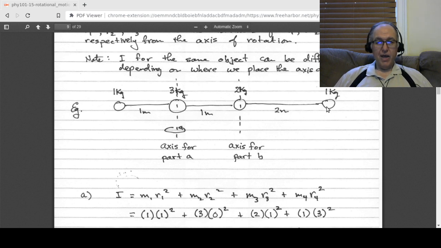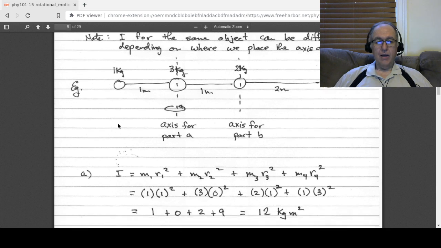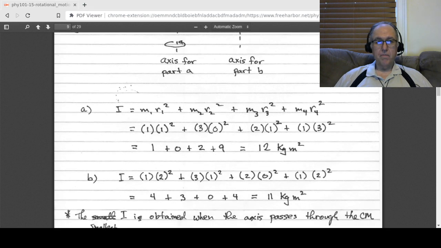And then finally we have this 1 kilogram out here, but it's at a distance of 2 plus 1, or 3 meters from the axis of rotation. Just work that out, it turns out to be 12 kilogram meters squared. Those are the units for moment of inertia, kilogram meters squared. There's no abbreviated unit. The dimensional analysis is easy. The mass gives you units of kilograms, and the R gives you meters, and that's squared.